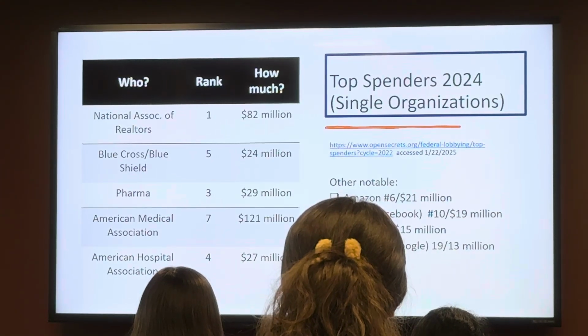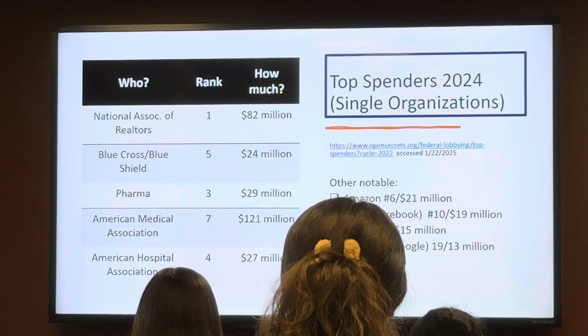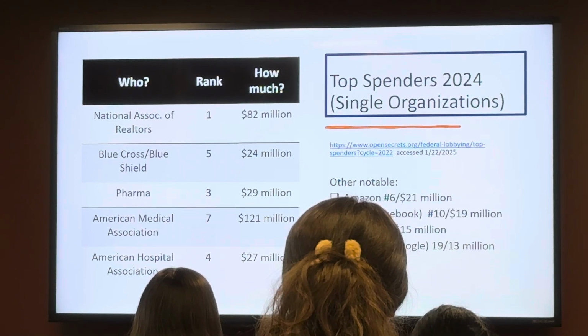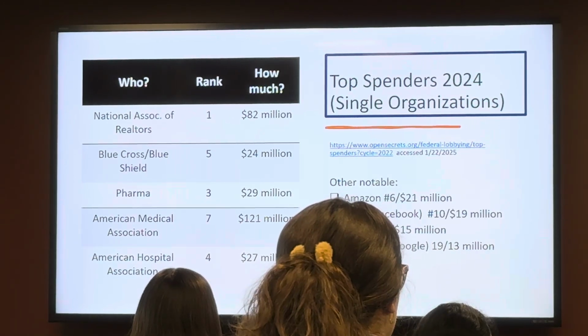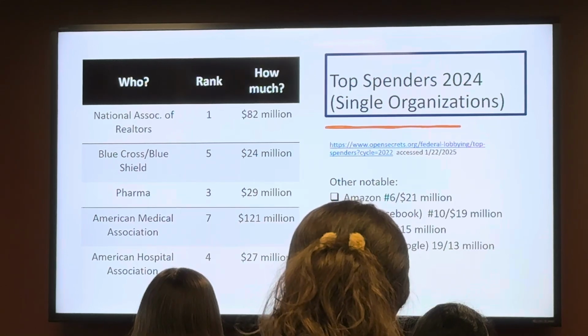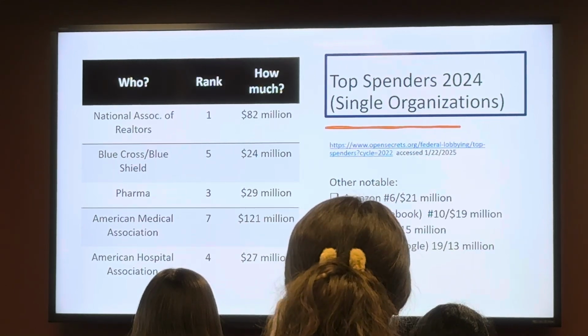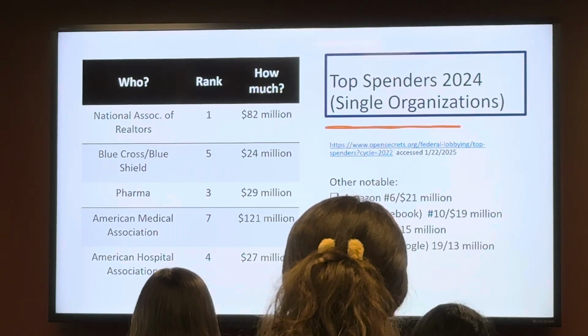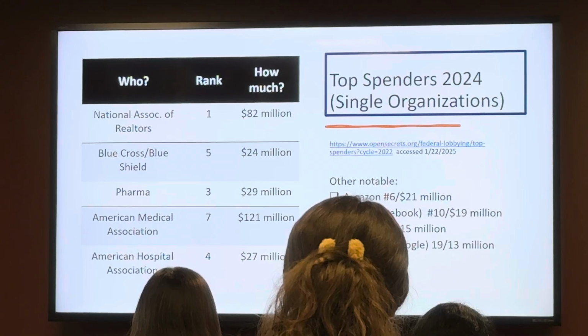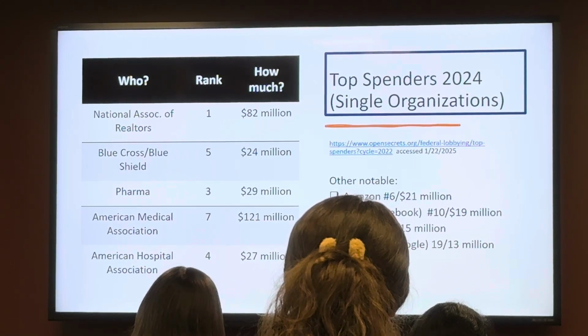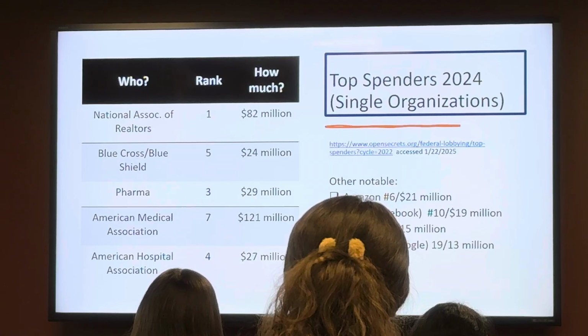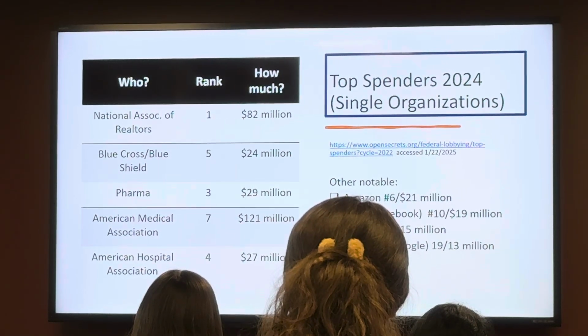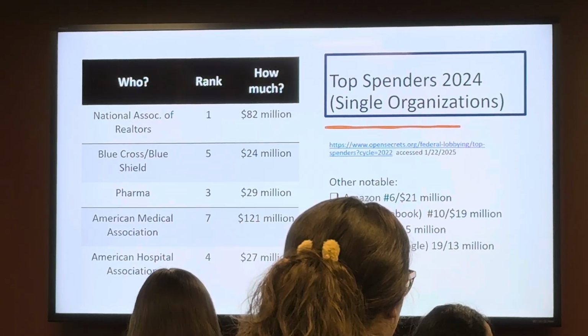And then when you look at single organizations, pharma, which is just a single entity, placed third. Realtors are number one. Not sure what their issue has been. The Blue Cross Blue Shield is number 5. I usually change the rank. I don't change the blue column. So I have the American Hospital Association number 4, and then some others that are there on the right. Amazon number 6. Facebook, Pfizer, Alphabet, which is Google. They all spend a lot of money on lobbyists.